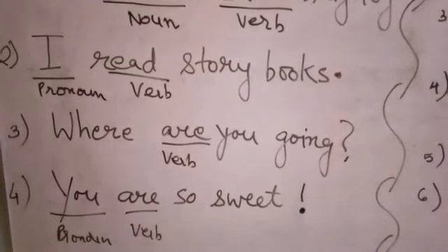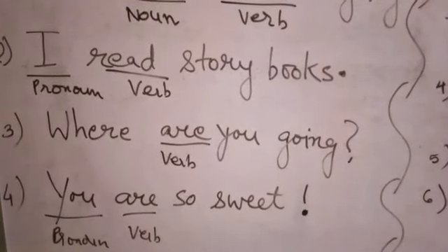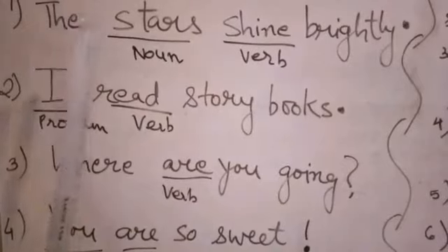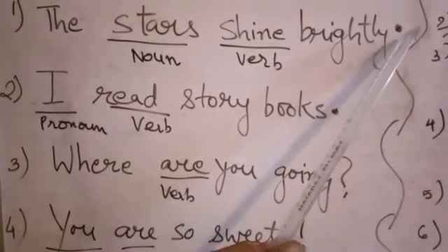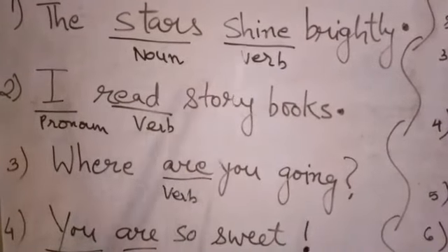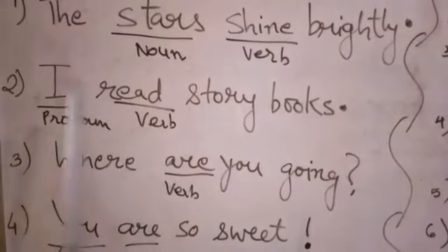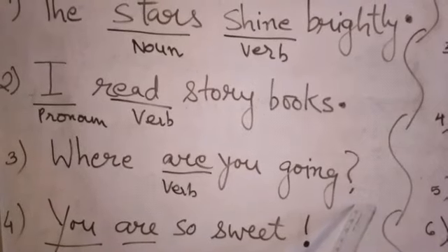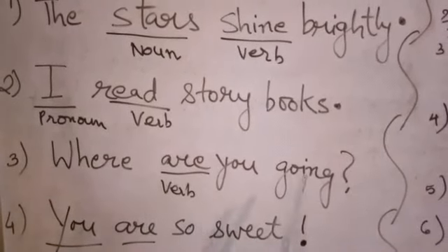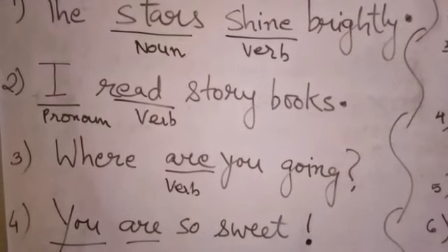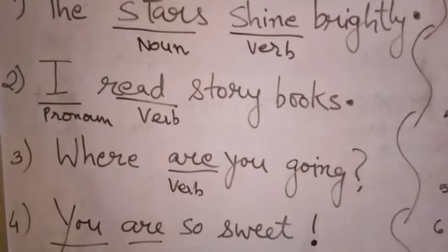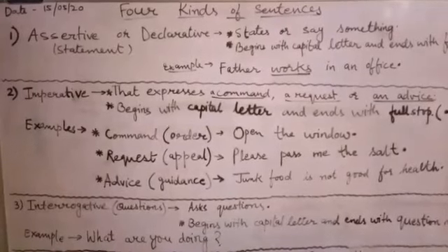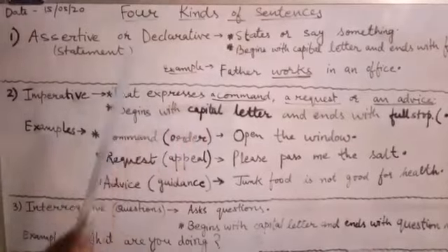So according to the rules, we have followed the examples. They start with a noun and verb. So every sentence starts with a capital letter and ends with a full stop. There is noun and verb, pronoun and verb. Here, one sentence starts with a capital letter and ends with a question mark. Why? Because this is a question-framing sentence. Here, you will see an exclamation mark because this sentence shows feelings. You are so sweet. There are 4 kinds of sentences.